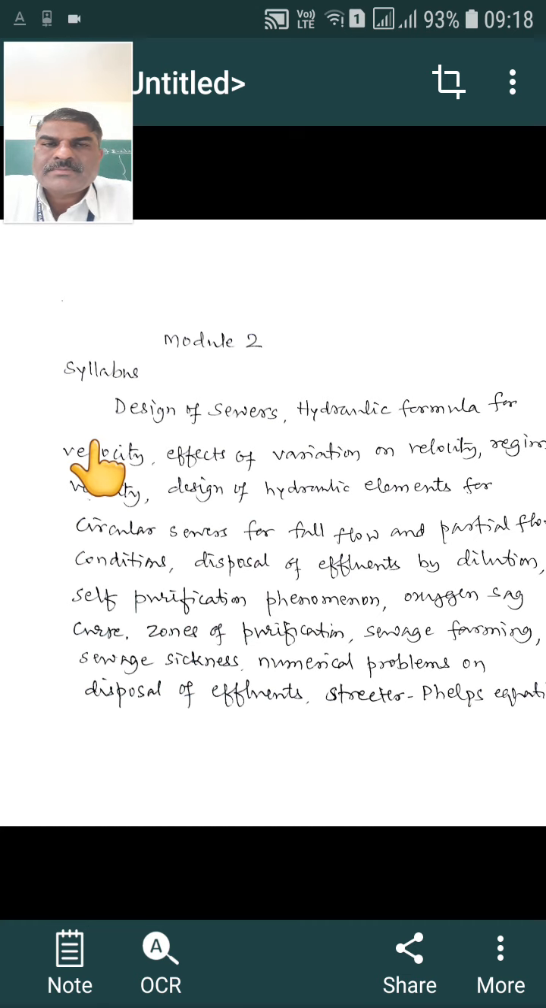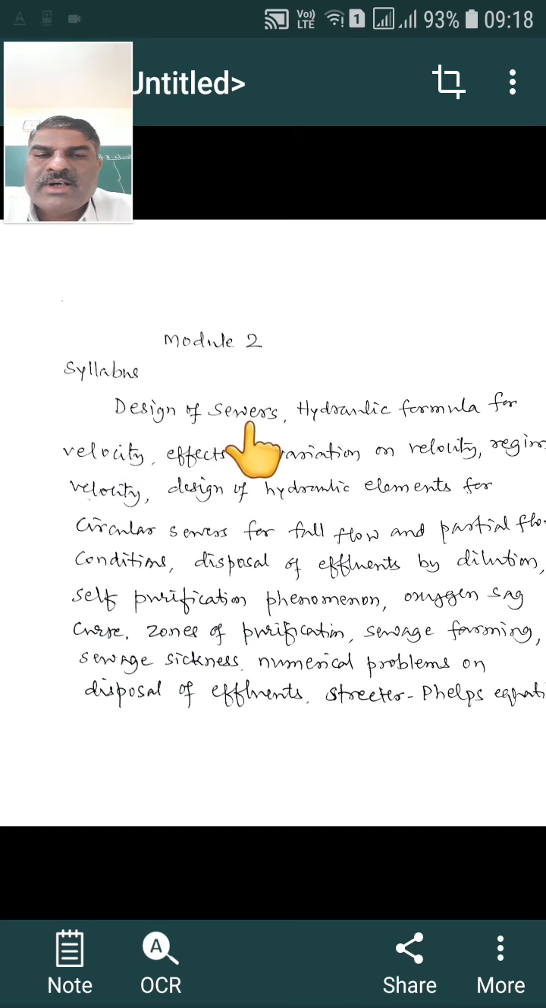Good morning everyone. Today I am going to continue with Module 2, whatever portion of Module 1 was covered by Professor Amar sir. So today I am continuing with the second module. First, understand what the syllabus for Module 2 is. So Module 2 syllabus is like this.